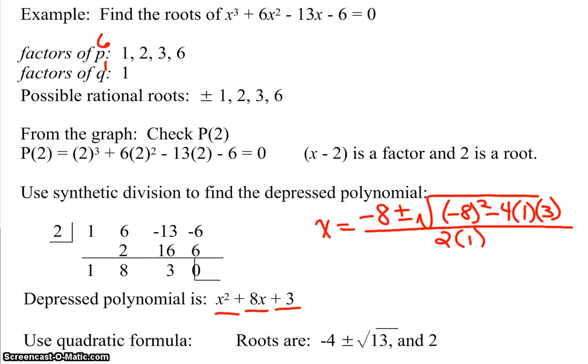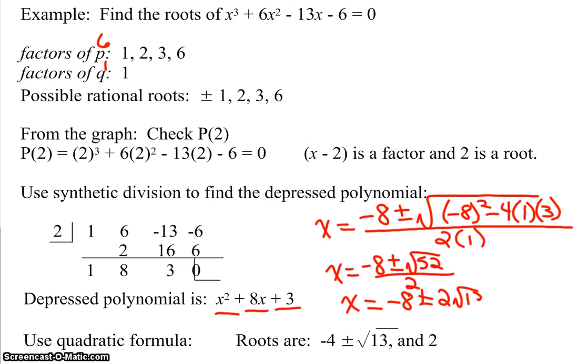As I worked it out, I ended up with x equaled negative 8 plus or minus the square root of 52 over 2. I simplified the square root of 52 and got x equals negative 8 plus or minus 2 square roots of 13 over 2, and then factored out and divided out the common factor of 2 and ended up with negative 4 plus or minus the square root of 13. So that's 2 roots, and then the third root was 2 that we had previously found.